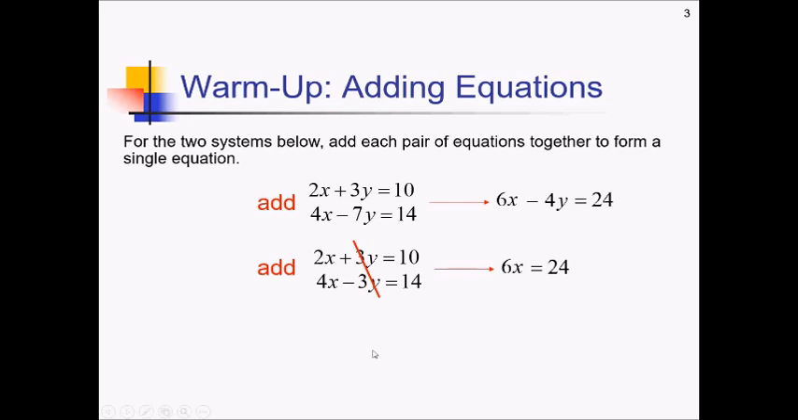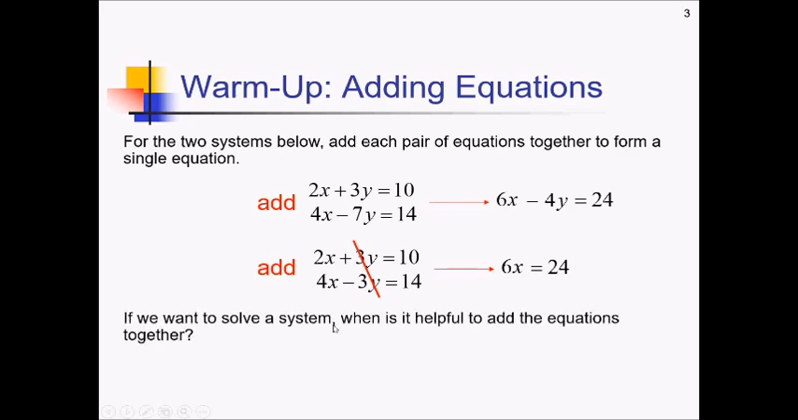So this brings up the question, if we want to solve a system, when is it helpful to add the equations together? Pause the video, contemplate that one. So looking at these two different situations, it's more helpful if you have this situation with these opposite-like terms here. If you have opposite-like terms like 3y and negative 3y, adding equations together will help. If you don't, then adding equations together won't really help you much.